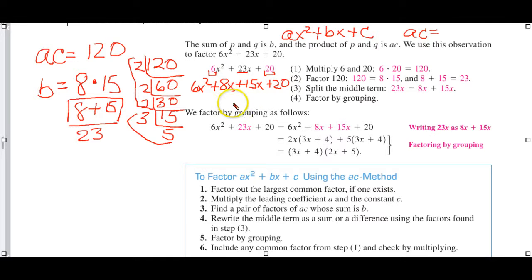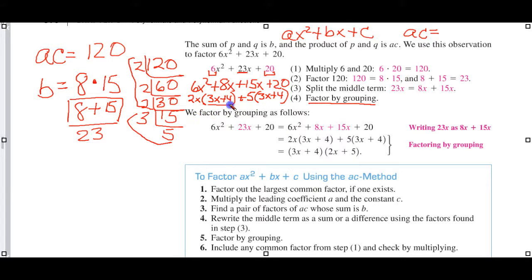So what do I do next? Now I have four terms, so I'm going to factor by grouping, one of the skills we worked on earlier. What can I take out of each of these two terms? Well, I can take out a 2x and I get 3x plus 4. Now if I take a 5 out of these, I get 3x plus 4.